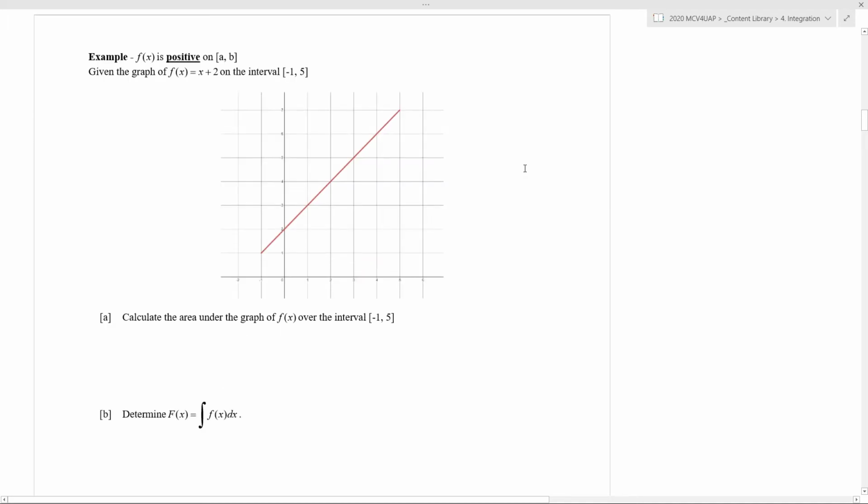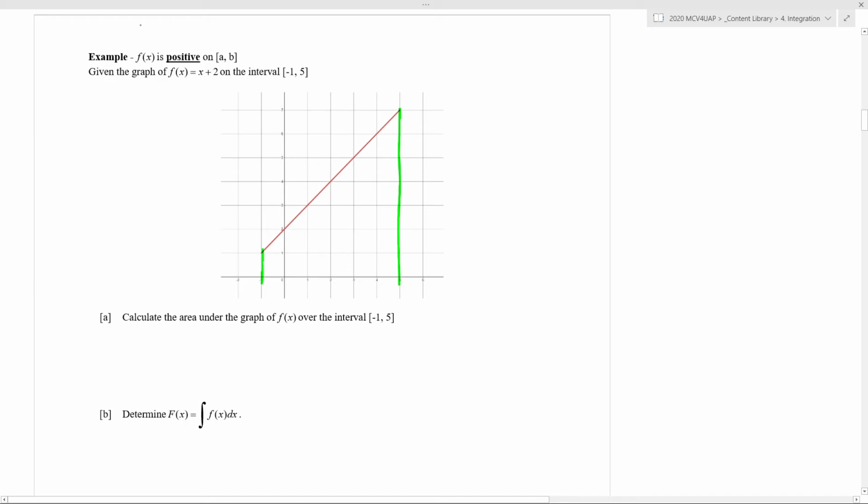Again, f is positive. So all the y values of that function x plus 2 are positive. And we're only interested in the interval from -1, so from here to 5. And you can see we've got that shape there. It's a trapezoid. But part A, we're going to do the exact same thing again. We're going to calculate the area under that graph and compare it to what we get after we find the antiderivative and evaluate it at the endpoints of the interval -1 and 5.